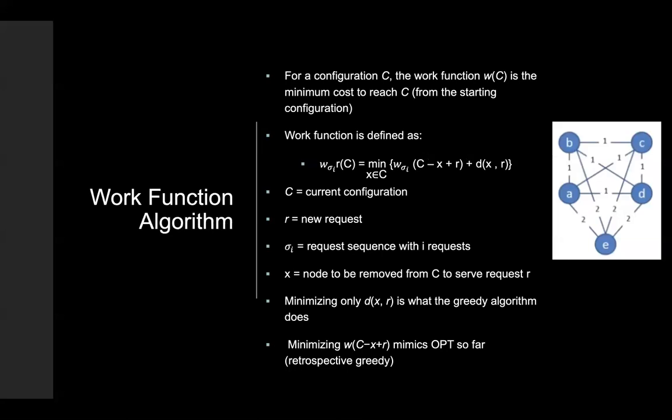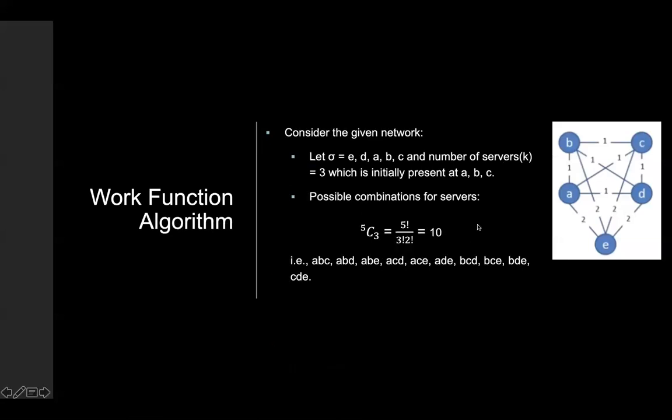To understand this algorithm, let's look at another example. Suppose the metric space has 5 points and we have 3 servers. So we have in total 5C3 possible combinations of server locations. Assume our servers are initially located at A, B, and C. Our request sequence is E, D, A, B, C for this example.